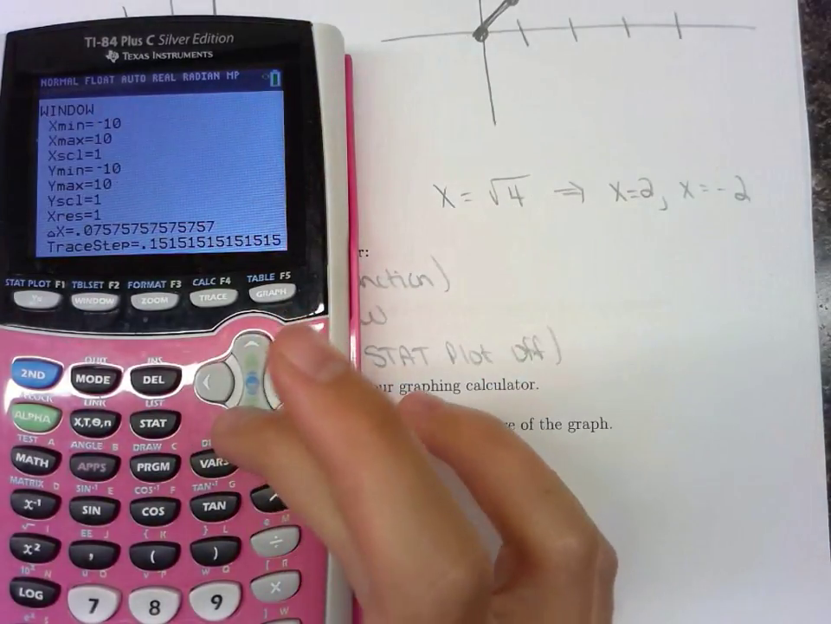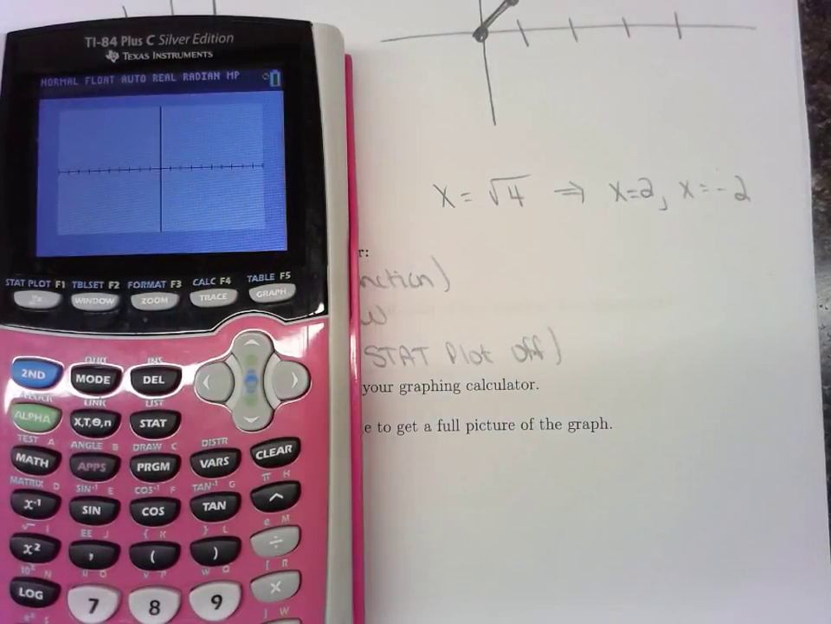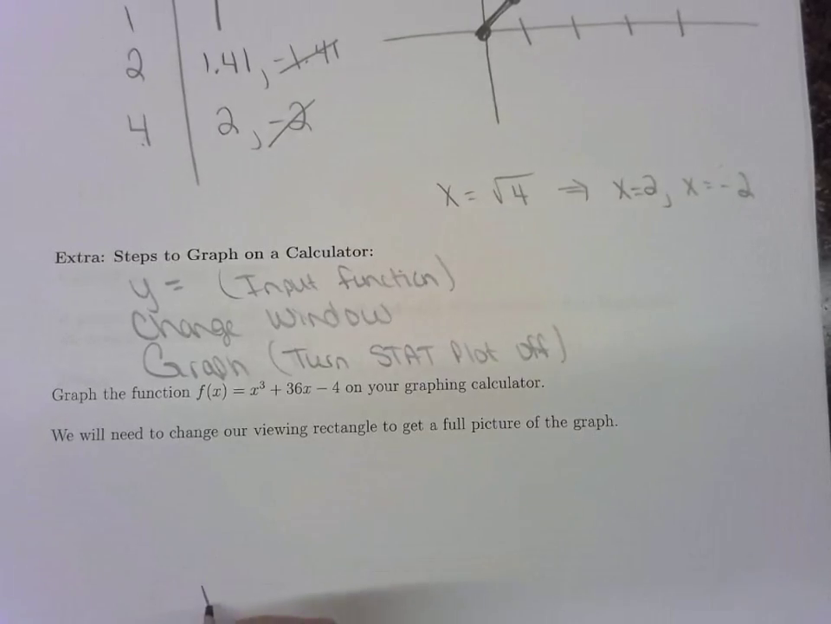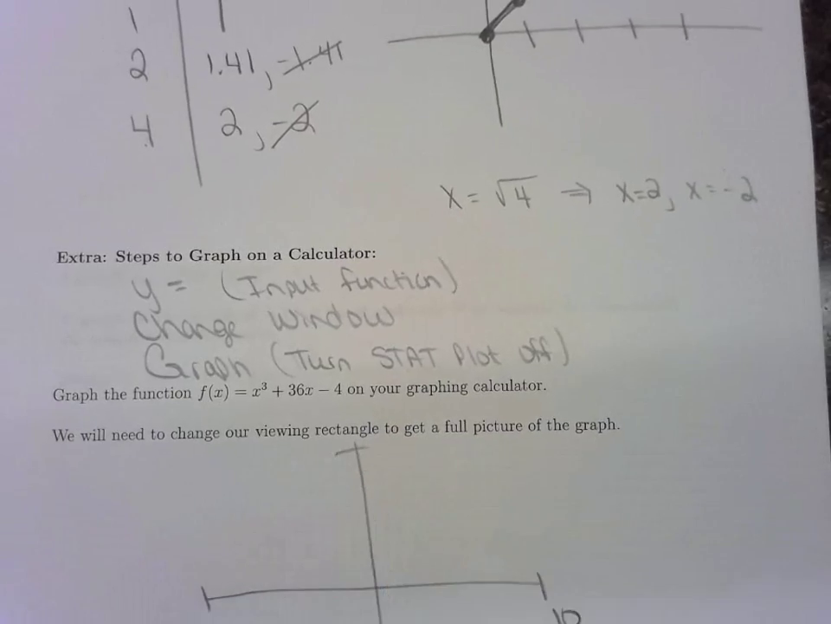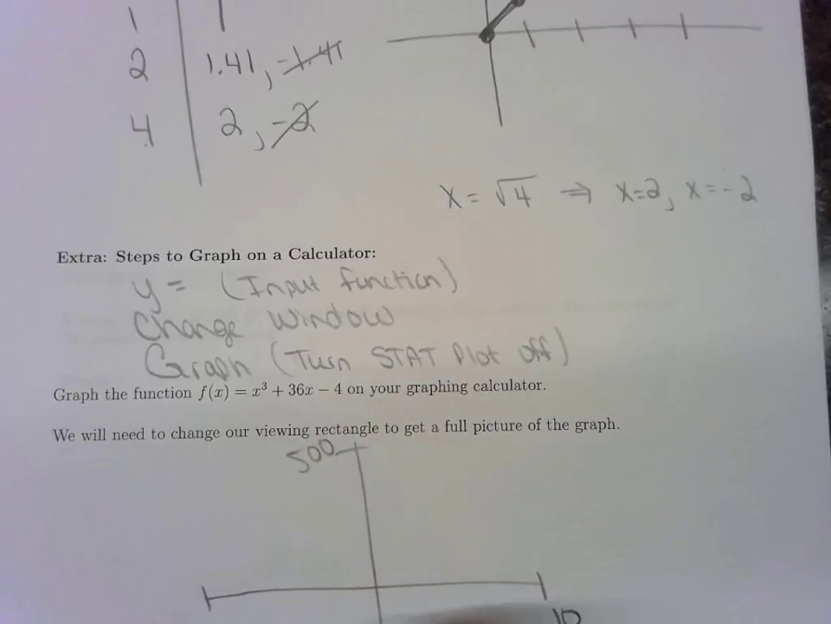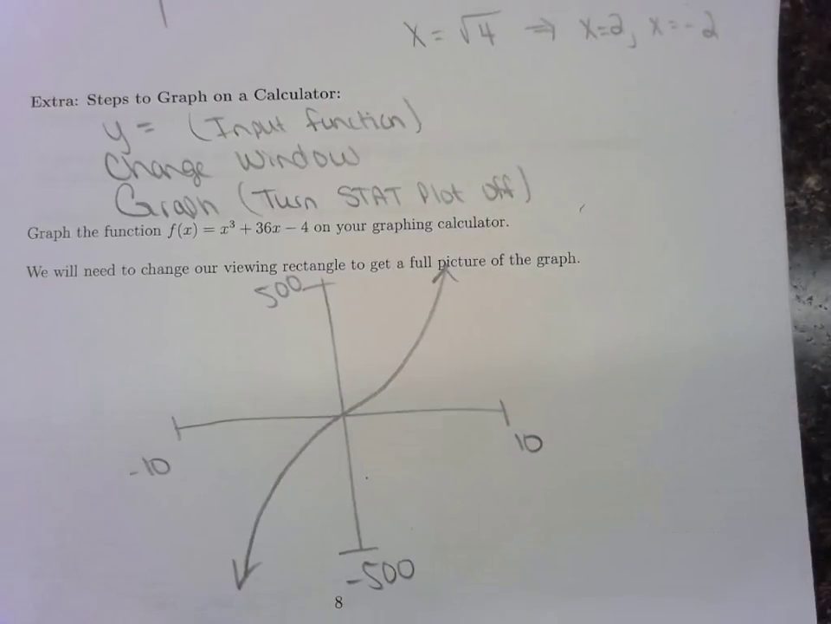So going back to the window, I think a good y minimum would be negative, let's do 500. Y maximum 500, we'll just keep the x the same. We'll see if that gives us a better picture, which I can already tell it does. So there's a good picture. Okay, so now when we copy this, make sure you write down the window. Okay, so we did negative 10 to 10 here, and then we did negative 500 to 500, and we get this picture here. Okay, so make sure you write down the window when you graph. Okay, always write down your window.